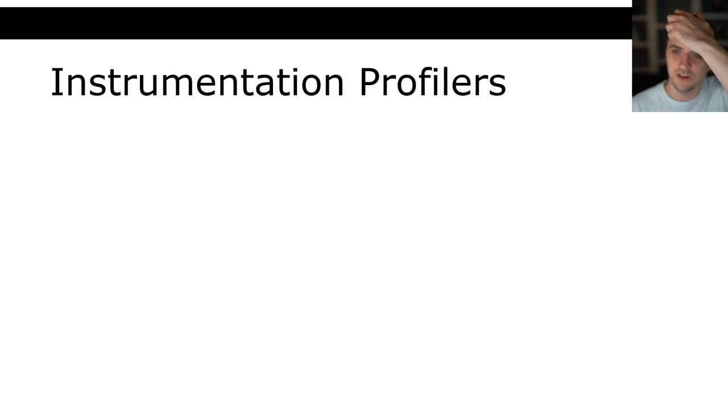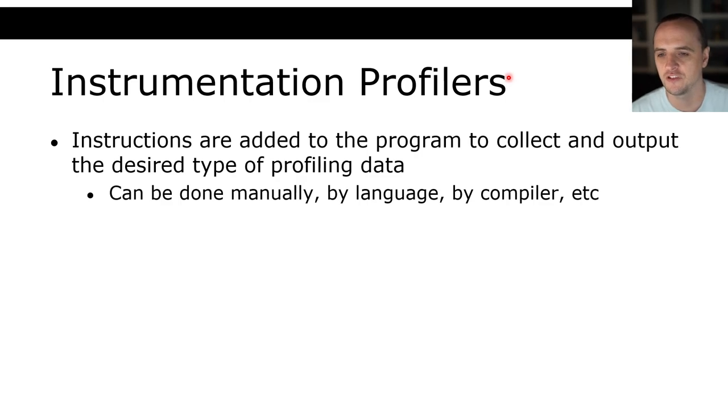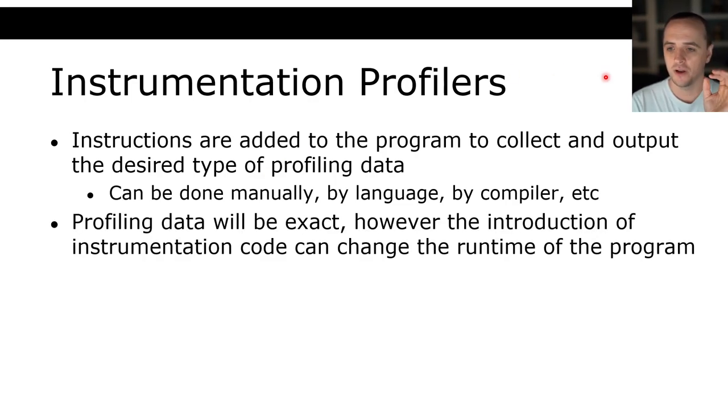The next type is called an instrumentation profiler. So far we've seen event-based, statistical, and finally instrumentation. So in an instrumentation-based profiler, instructions are added to your program to collect data and output the desired type of profiling data. And this can be done either manually, by the language, by the compiler, etc. I'll show an example of this in a bit, but the good thing about this is that the profiling data will be fairly exact, because it's not sampling usage, it's actually inserting code that says, time this function for me. And when the function finishes, it will say, stop timing that function, right?